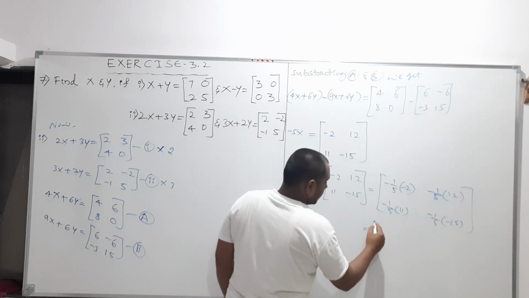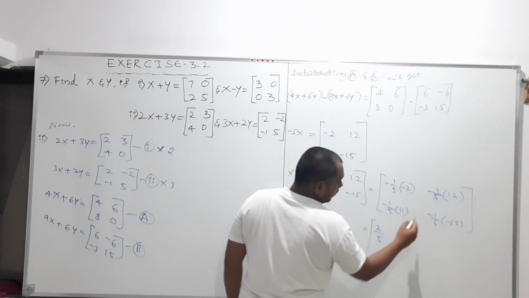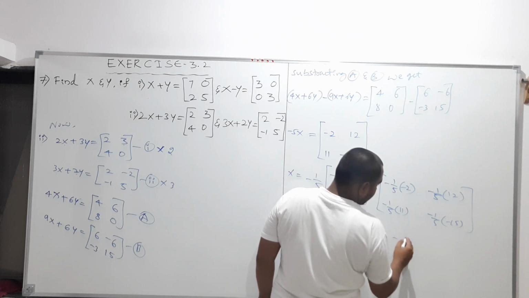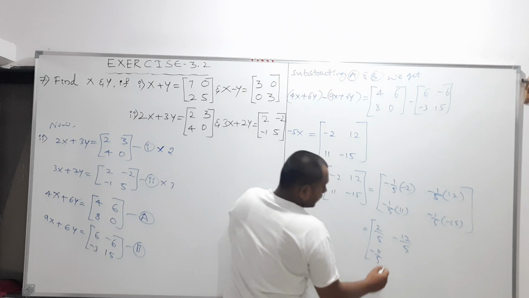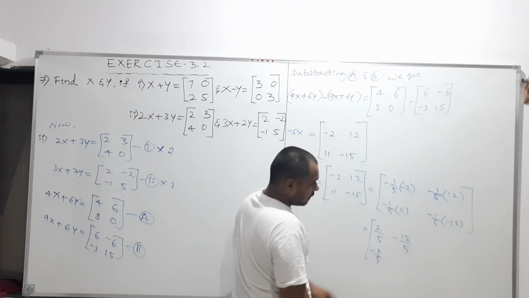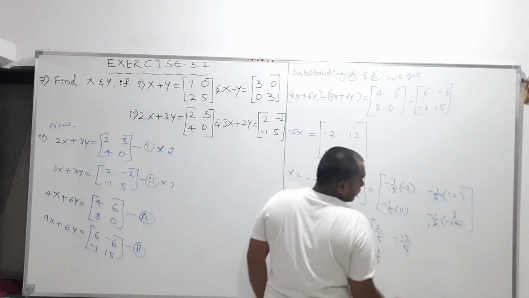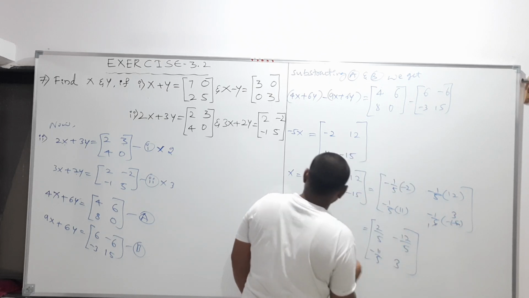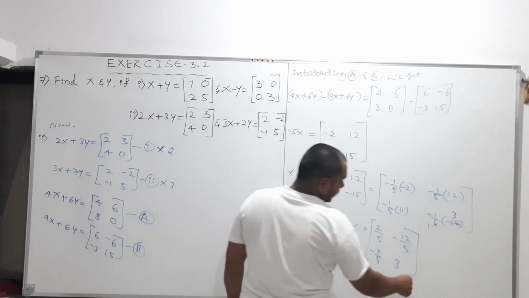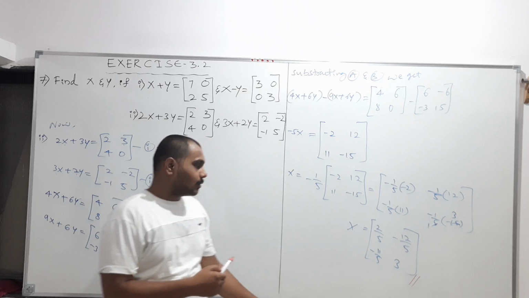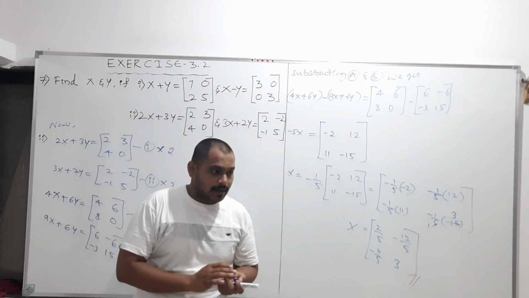So this will ultimately become 2 into 1 by 5, which is 2 by 5, minus 12 by 5, and next minus 11 by 5, and here 5 threes are 15, so therefore plus 3. This is your x value, my dear students. Likewise you can calculate the y value. Like this you can calculate the x and y values.